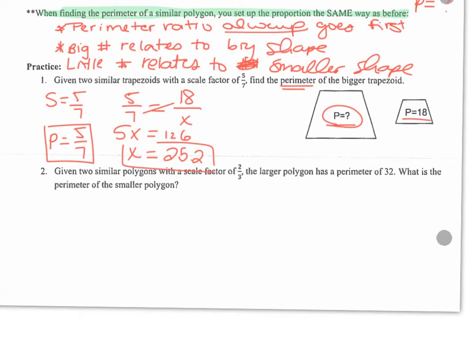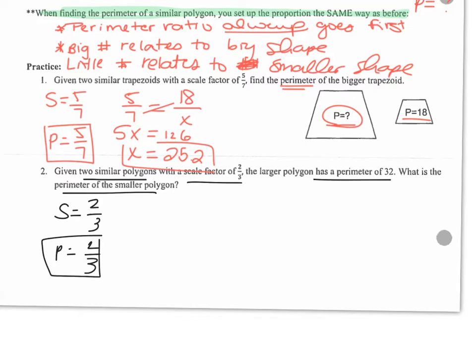So if I take a look at this, it says two similar polygons have a scale factor of 2/3. So I instantly write S equals 2/3 and P equals 2/3 because I know they're the same. It says the larger polygon has a perimeter of 32. What is the perimeter of the smaller polygon? Since I want to know the perimeter, I'm using the perimeter ratio, 2/3. Now I have to look. It says the larger polygon has a perimeter of 32.